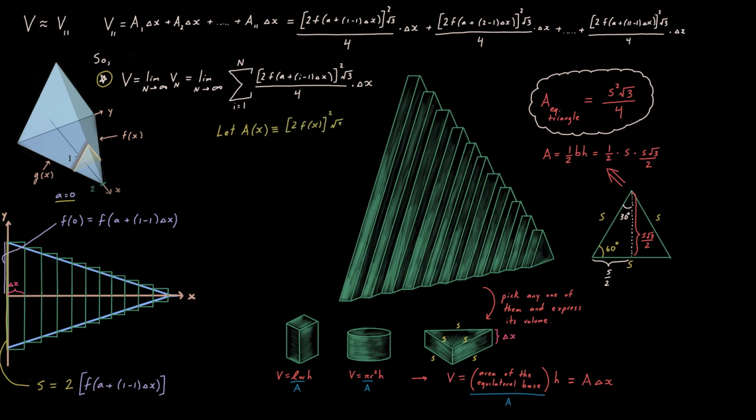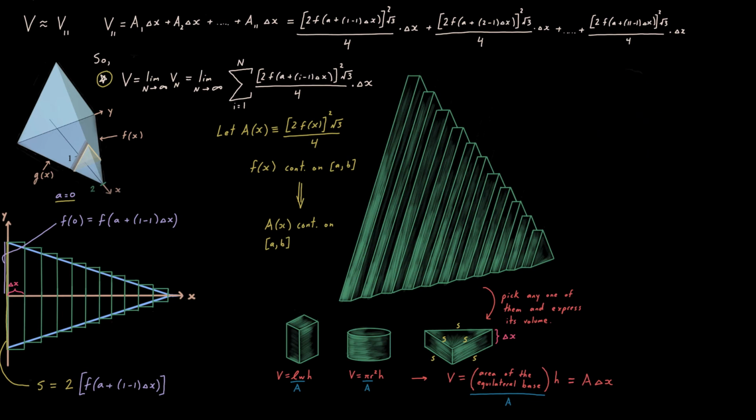I'm going to say let A(x) be 2 times f, the whole thing squared, times root 3 over 4. If f is continuous on the interval [a, b], i.e. 0 to 2 in this case, A(x) is also continuous because a squared continuous function is continuous, multiplied by a scalar, still continuous. So V, we can write as the limit as n goes to infinity of the sum from 1 to n of that guy right there.